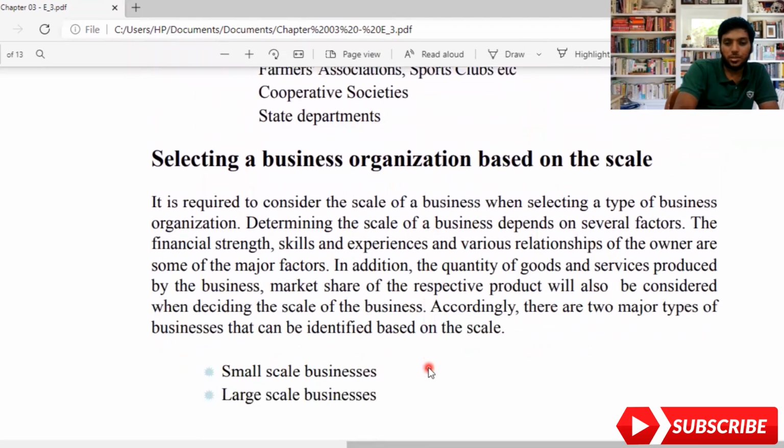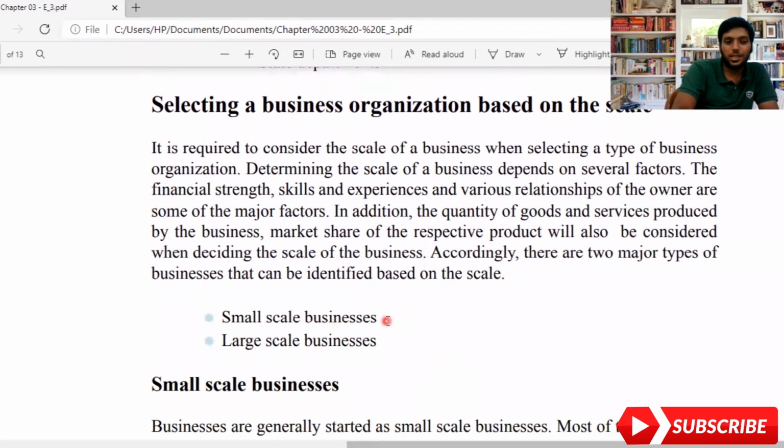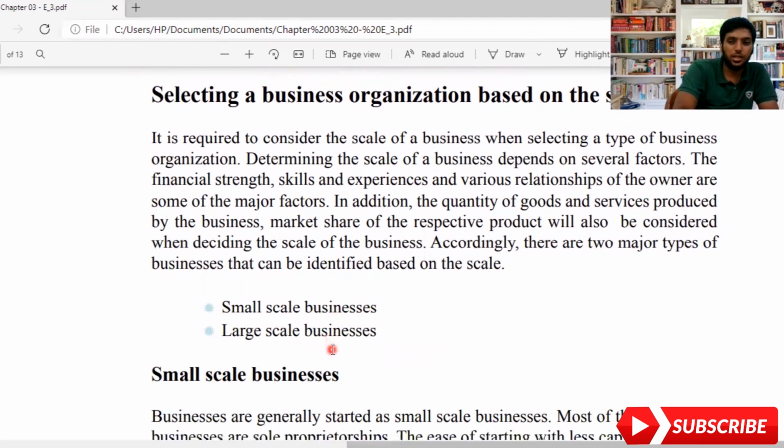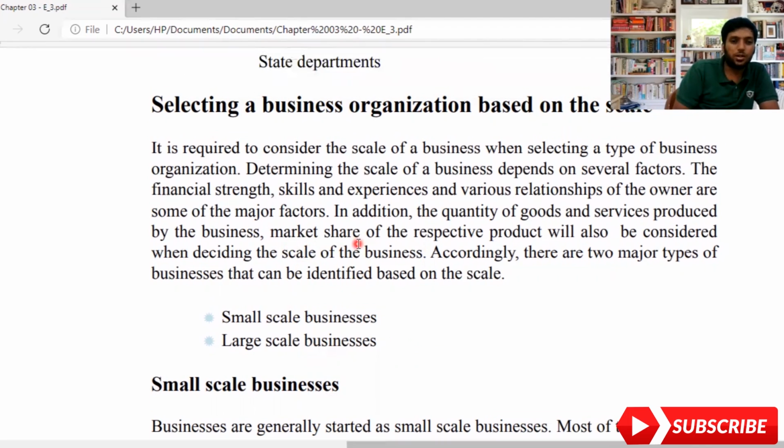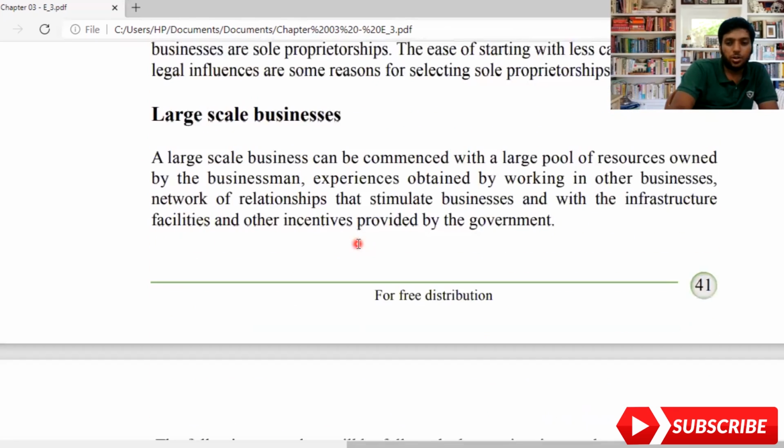Selecting a business organization based on scale, as I said, it can be small scale or large scale or even a medium scale, based on the number of people there, based on the market share, based on the area you're going to cover, based on the number of people you're going to recruit, based on the amount of money you're going to invest. You can decide whether it is small scale or large scale. So let's move on to the next one.